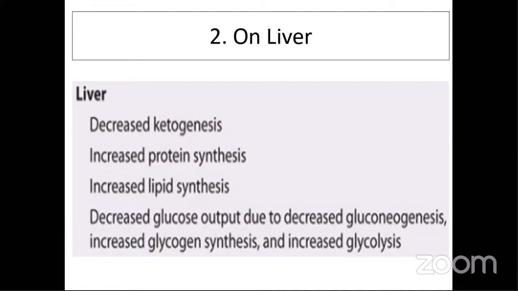Understood? Preventing a rise in blood glucose is the most important function of insulin. So it always helps to store glucose as glycogen, and it prevents gluconeogenesis. It increases lipid synthesis and protein synthesis. Those are the actions of insulin on the liver. Is that clear for all? Yes, ma'am. Let's go to the next slide.